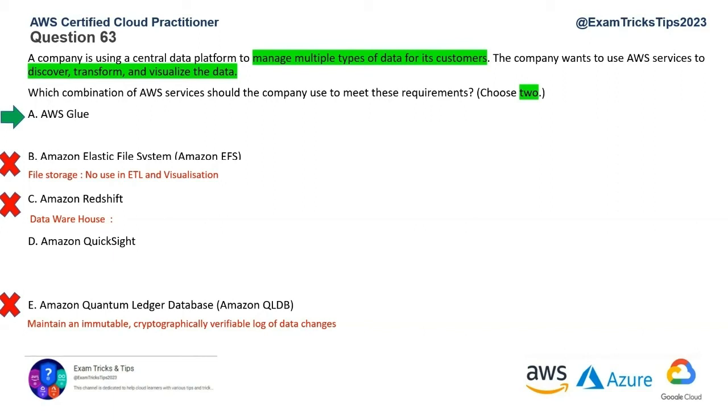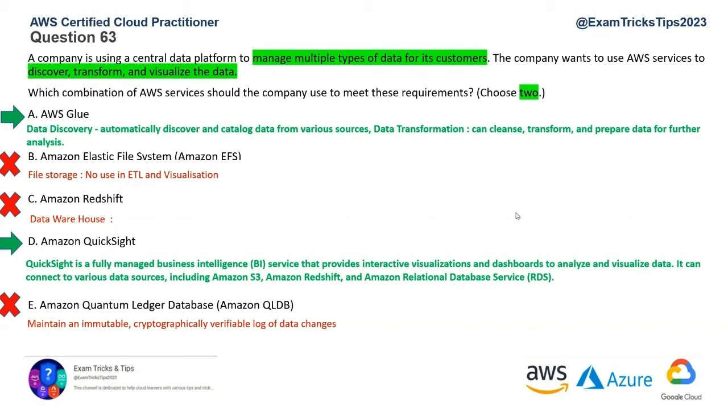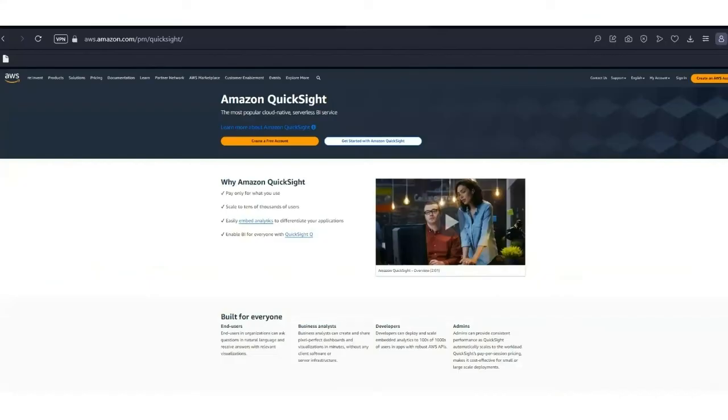So that's our answer, option A and option D. These are the answers for question number 63, where we are looking for a tool that's required for discovery and transformation and visualization of the data. We've been introduced to a lot of new services in this particular question, so let's look at those as well.